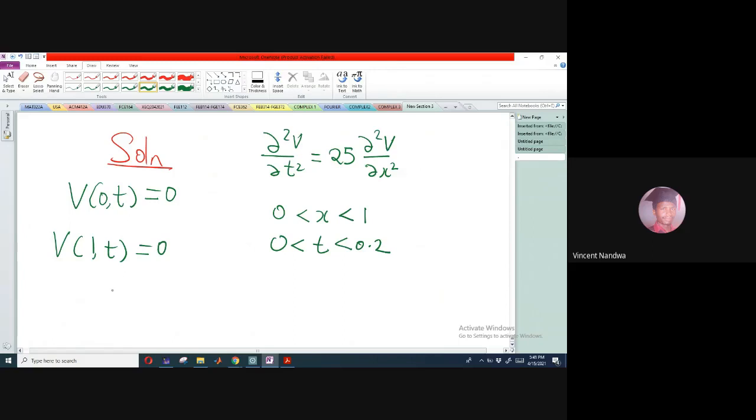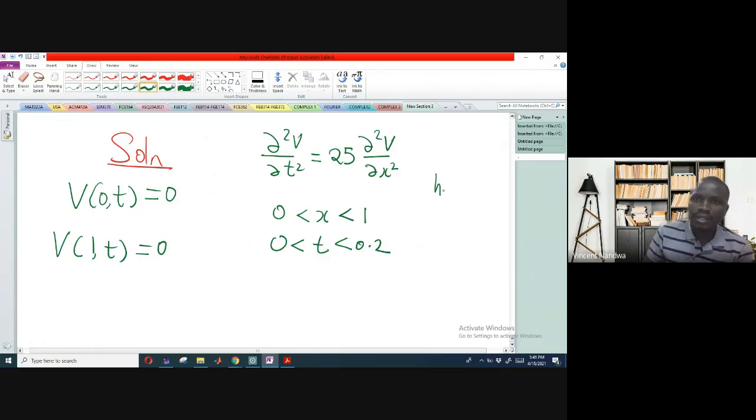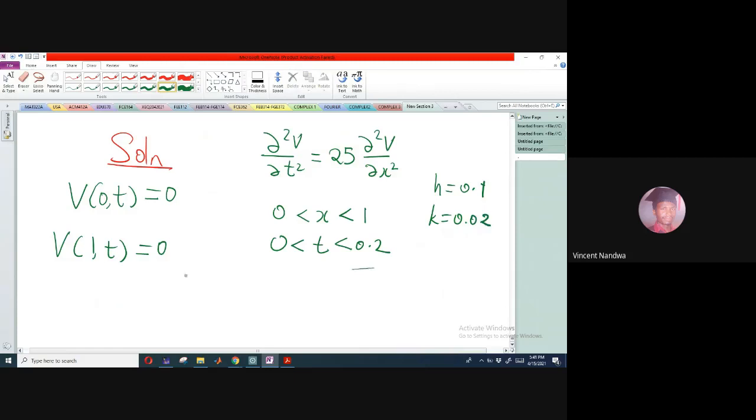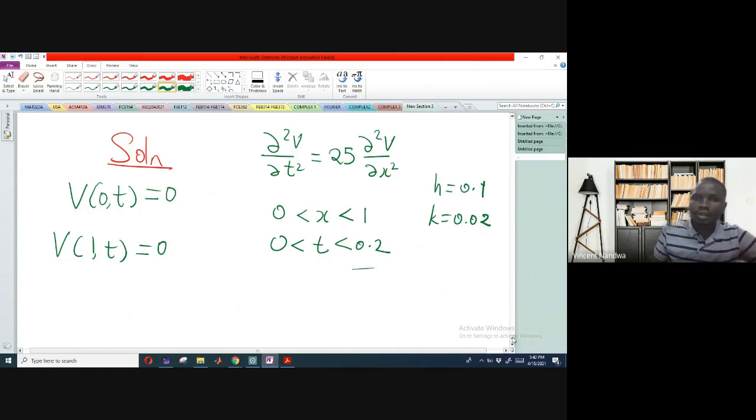And then another piece of information that we have been given is that the step size h is 0.1, while k is given by 0.02. Now, from this spacing, it tells you that, let's just draw the grid.